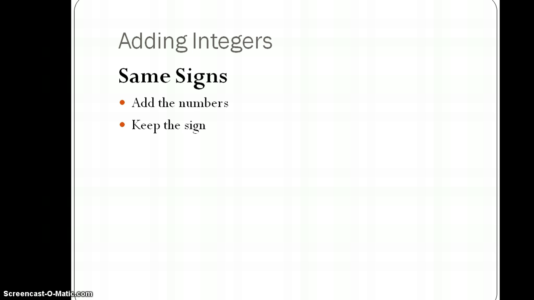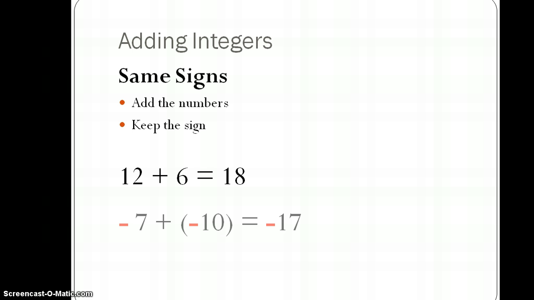Okay, next, adding integers when you have the same signs. If you've got the same sign and you're adding your numbers, you keep it. If they're both positive, it stays positive, so 12 plus 6 is just 18. If they're both negative, it stays negative, so negative 7 and negative 10 becomes negative 17.